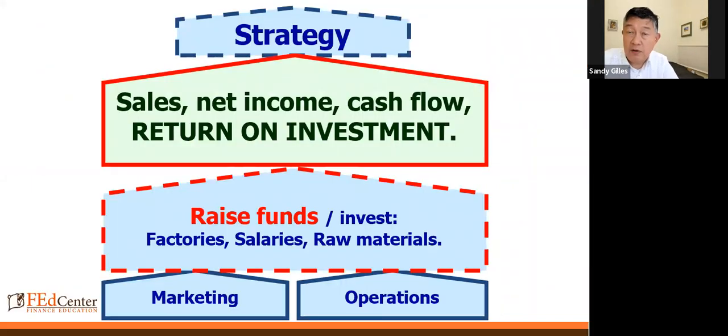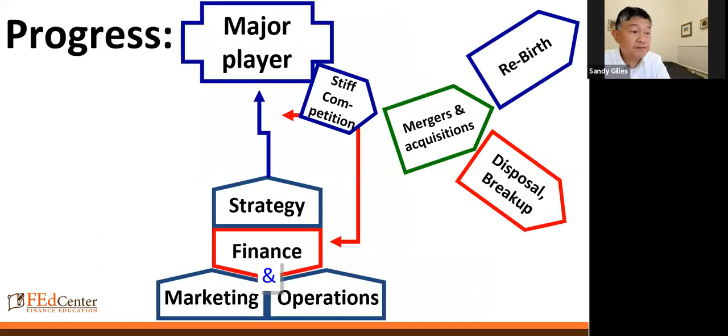Okay, so all of that comes together. The finance, the marketing, and operations give you sales, net income, cash flow, return on investment. The big bosses will have to think about the strategy moving forward so that you can keep this going. Ideally, keep it going for as long as you can. If necessary, change the strategy so that you can still make a product that people want to buy. So if your product becomes obsolete, change it. And then you become a major player.